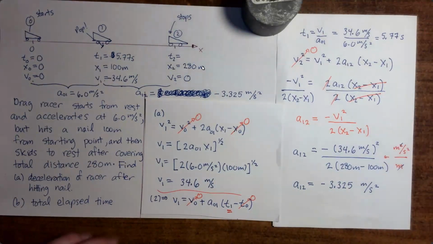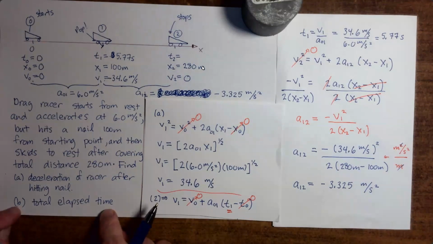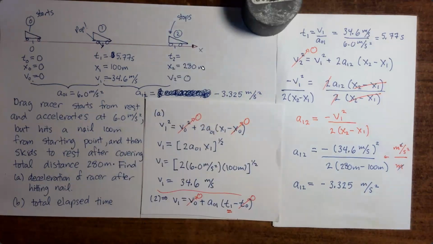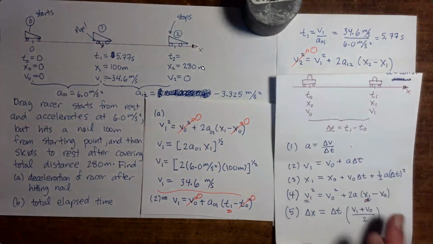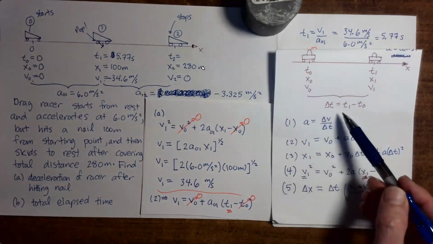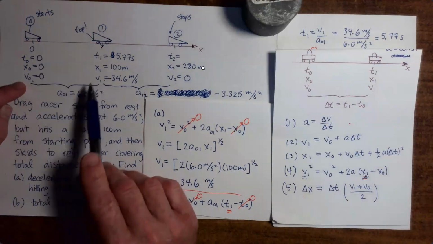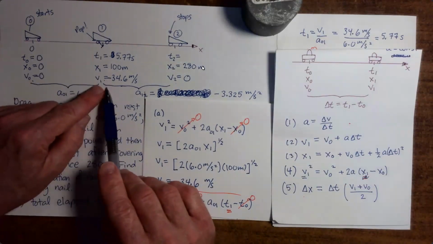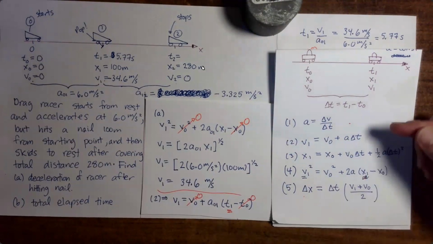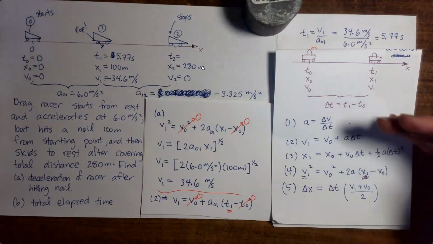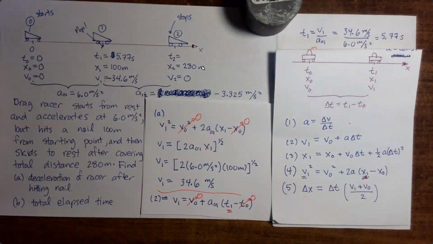Okay, let's move on to part B. Part B asks us to find the total elapsed time. In other words, in part B, we are looking for time 2. Now, remember that in this problem, the equations here can be used to connect moment 0 to moment 1, or they can be used to connect moment 1 to moment 2. So think about these equations here, written so that they connect moment 1 to moment 2. Scan the equations and see if you can find one where T2 would be the only unknown.